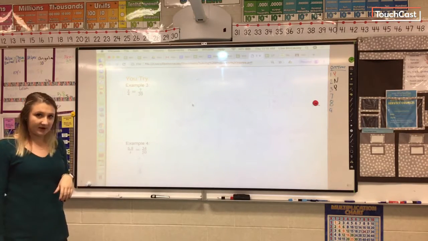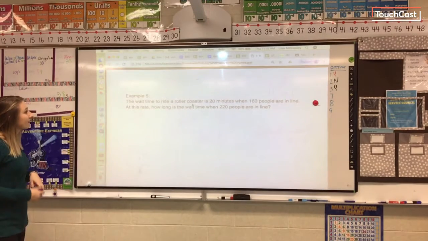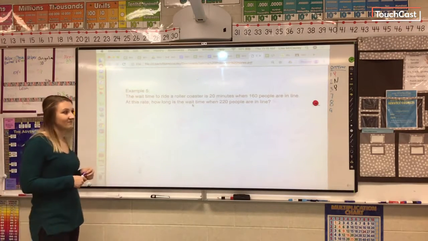Example 3 and 4, okay? Those will be in the note check. They're ready for you. And then, of course, no lesson would be complete without some word problems.